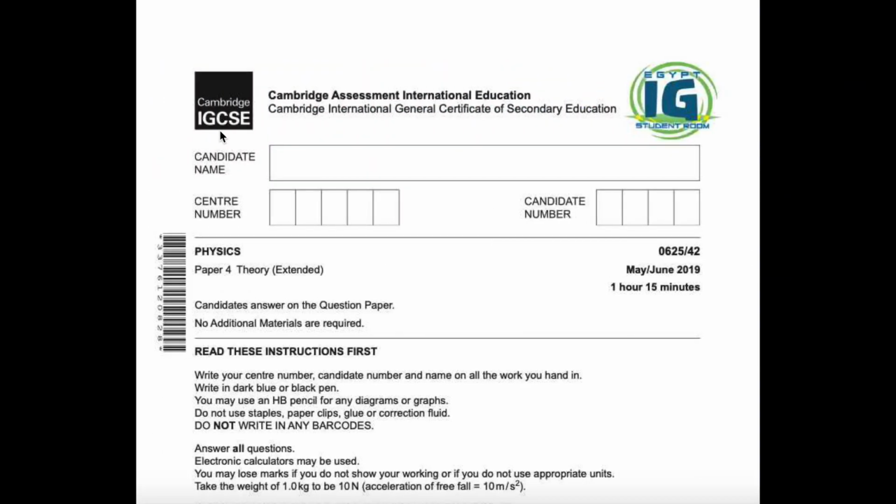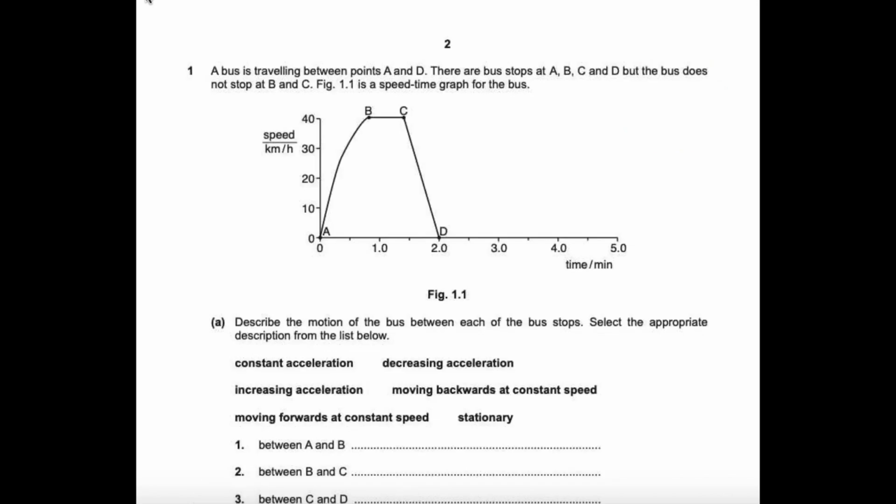Hello guys, today we want to solve paper 4, 2019 May June, and let's start with the first question, which states that a bus is traveling between points A and D. There are bus stops at A, B, C, and D, but the bus does not stop at B and C. Figure 1.1 is a speed time graph for the bus.